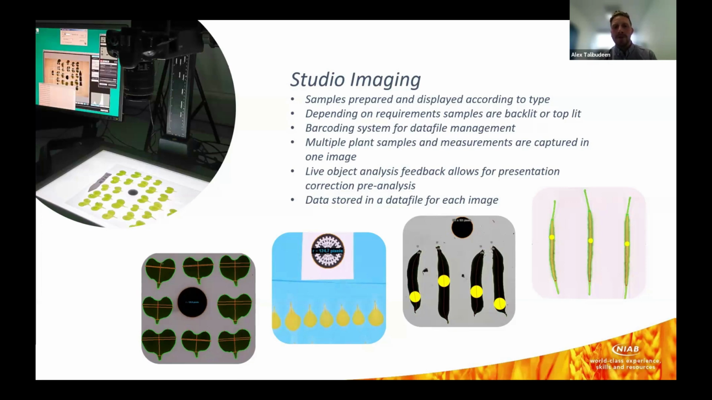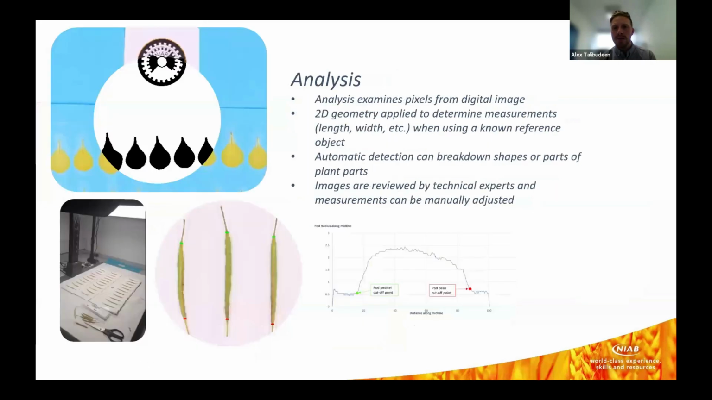The software we use also has a function to allow live object analysis feedback, so you can draw on live outlines of the objects before you take an image and analyze it, in case there's any need to make any adjustments to the presentation. Okay, next slide, please.